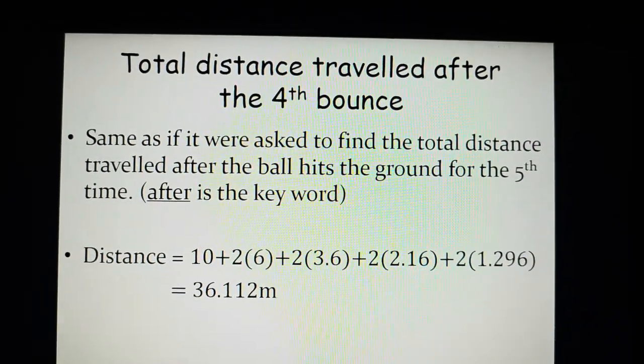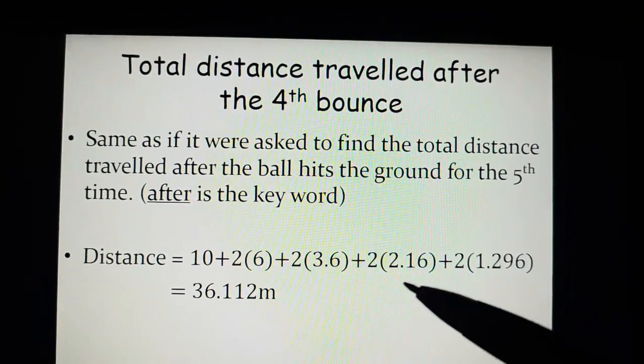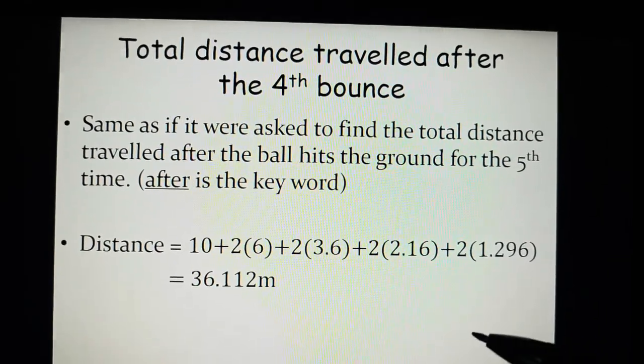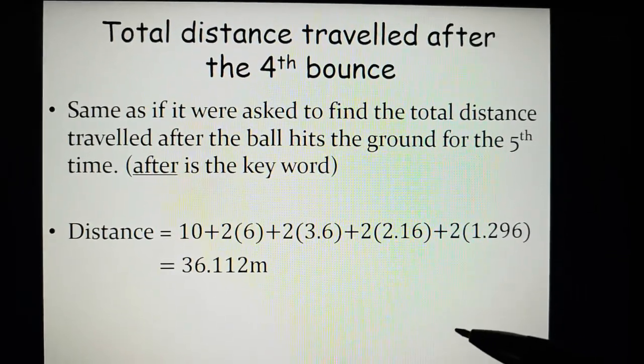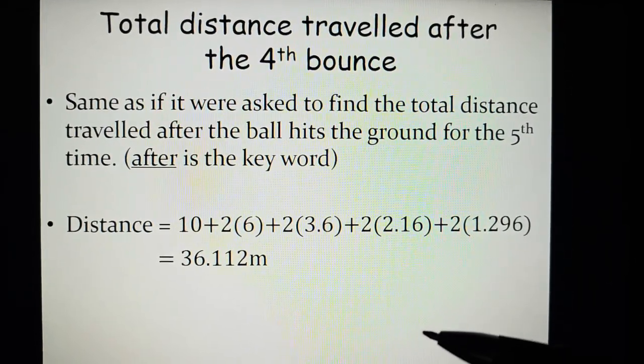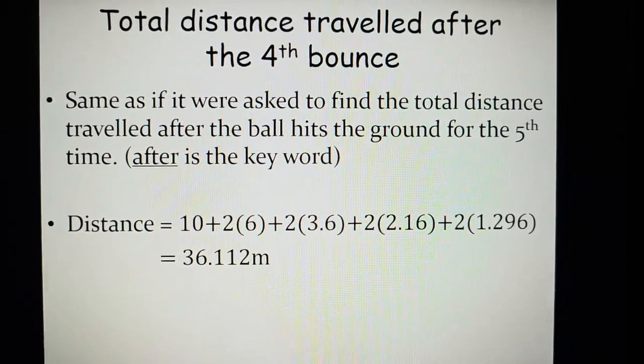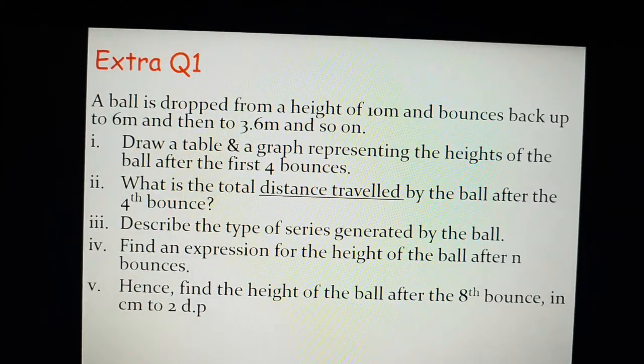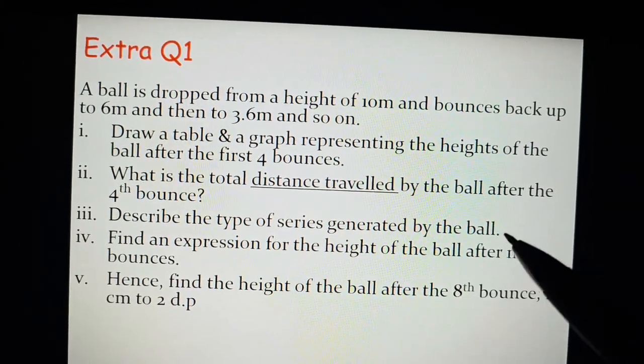Okay. And again, remember, after that 4th bounce, the ball came up to the air, turned and came back down, and it sat on the ground. So you're assuming then, because they don't mention a 5th bounce, just assume that it stops and stands still after the 4th bounce then. Part 3, describe the type of series generated by the ball.